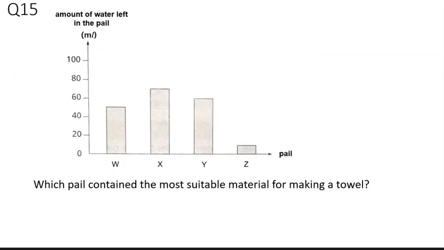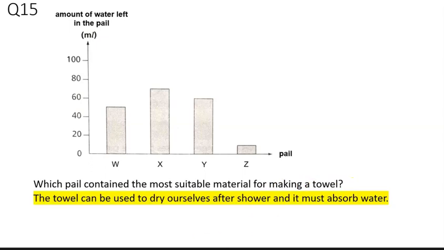Let's look at the last question, question 15. In this question, we put 4 different materials in the pills W, X, Y, Z. We then remove the materials from the pills and observe the amount of water left in the pills. We need to find out which pill contains the most suitable material for making a towel. The towel can be used to dry ourselves after shower, and it must absorb water. So, the material we choose must absorb the most water.